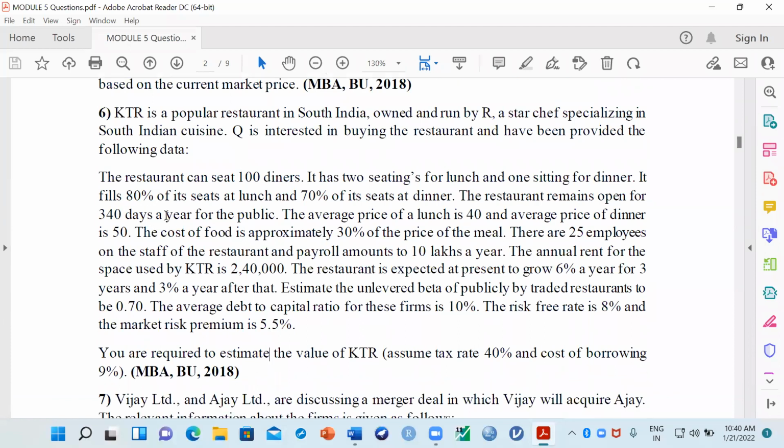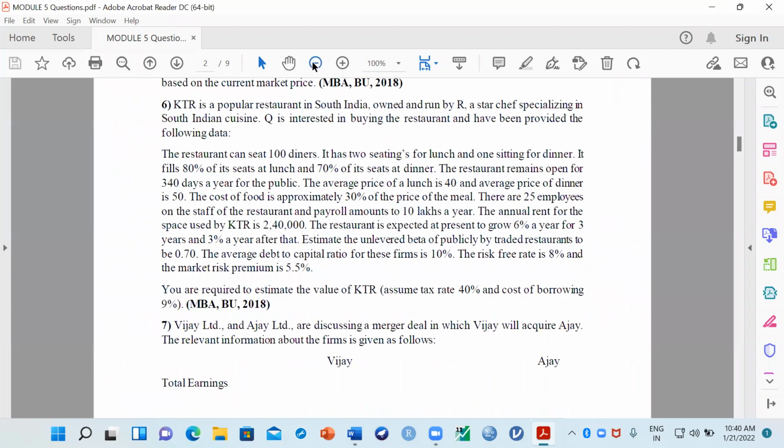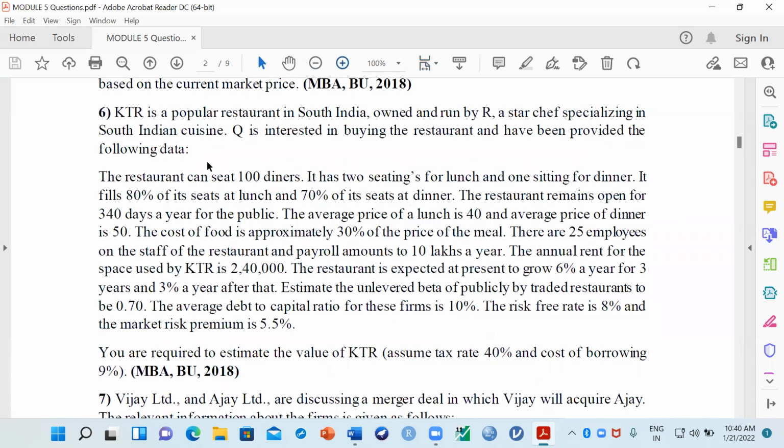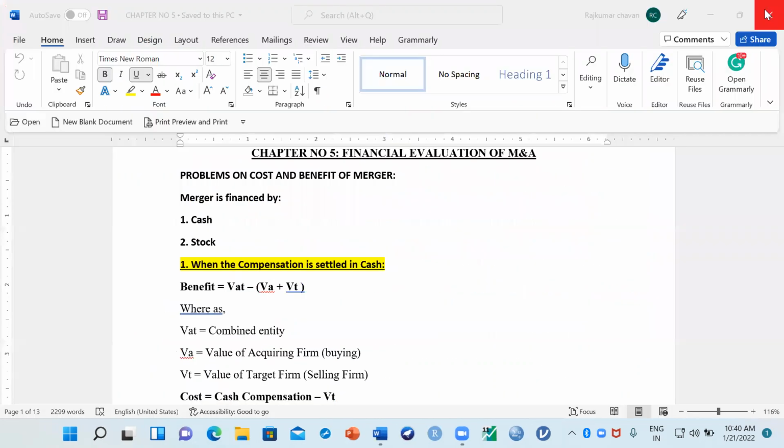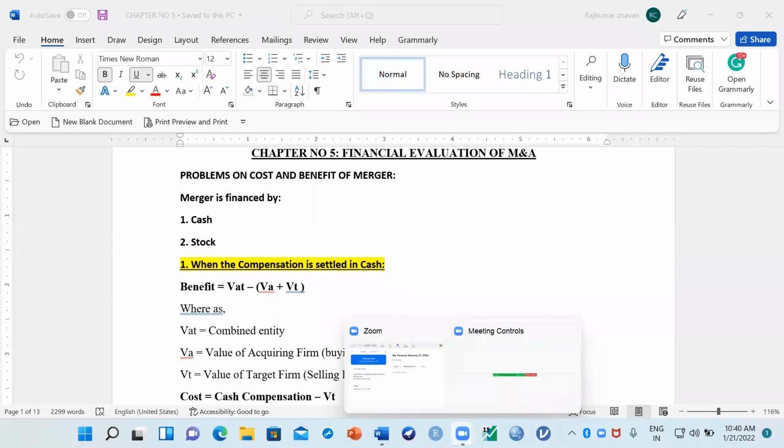Here onwards I will try to solve in the classroom. So let us start with the class and be ready to answer in the chat box about the calculations and how the number is coming. KTR is a popular restaurant. Okay, KTR company is a popular restaurant.